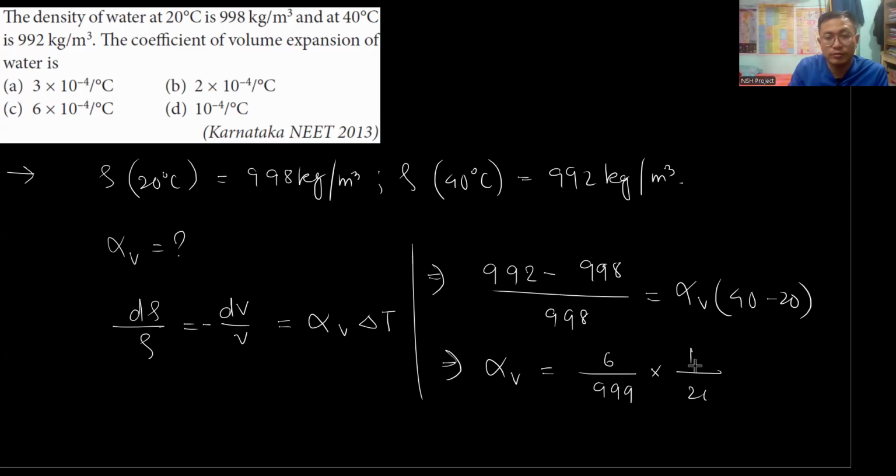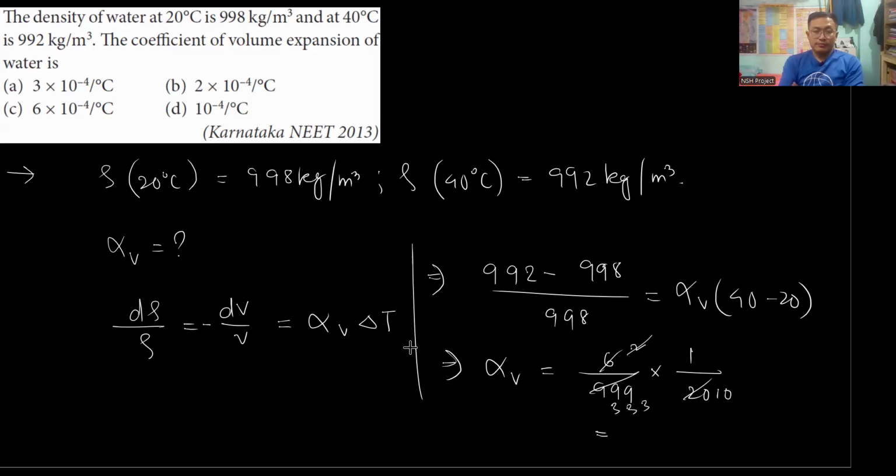So that is 1 by 20. 3 into 3 is 9, 339, 339, 339 to 10, 20.